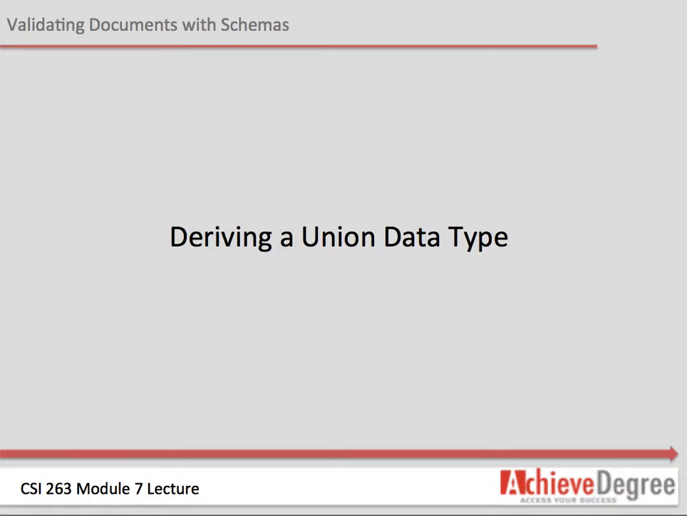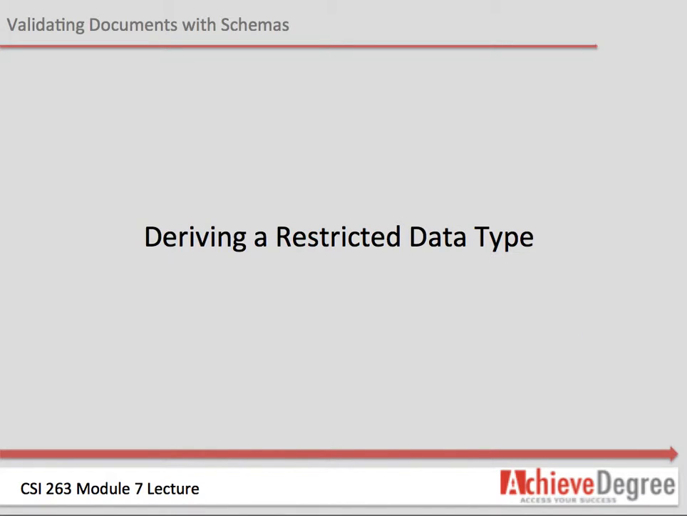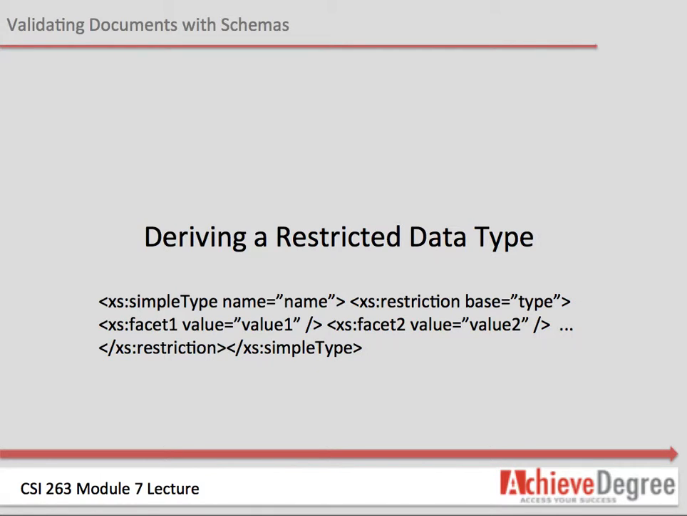Deriving a union data type. A union data type is based on the value and/or lexical spaces from two or more pre-existing data types. Each base data type is known as a member data type. XML schema also allows unions to be created from nested simple types. The syntax is here, where rules 1, rules 2, etc. are rules for creating different user-derived data types. Deriving a restricted data type. Constraining facets. Constraining facets are applied to a base type using the structure here.